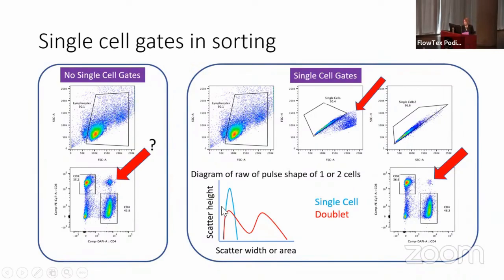These single cell gates are based on the raw pulse, so they're the height and width of the raw pulse of fluorescence data. In a single cell, the height will be proportional to the area, and in a doublet cell or coincidence event, it will have an increased width or area relative to the height. So you can see you can get rid of about 10% of the events in this sample by doing this. And we usually use two single cell gates, one for forward and one for side scatter. We do that just for extra safety.